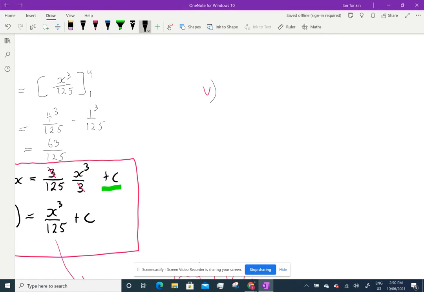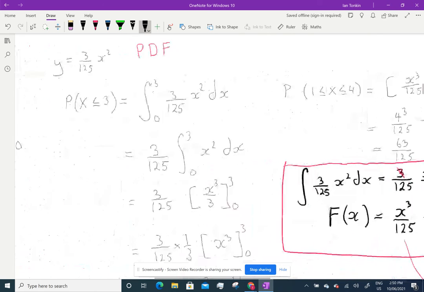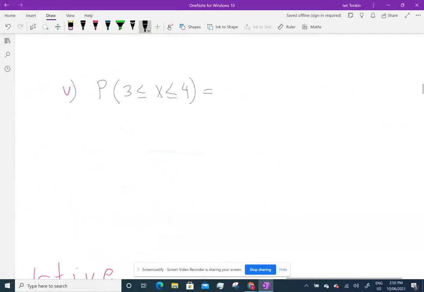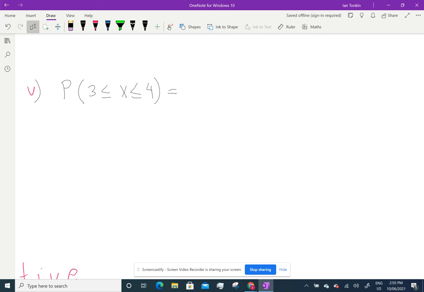So here's 5. And it's a probability from 3 to 4. Let's just double check, make sure we're right. Yep. So remember, that would be the integral from 3 to 4 of f of x. Well, we may as well write it, we know what it is. It's 3 on 125 x squared dx. But we don't need to do that because we know what it is.